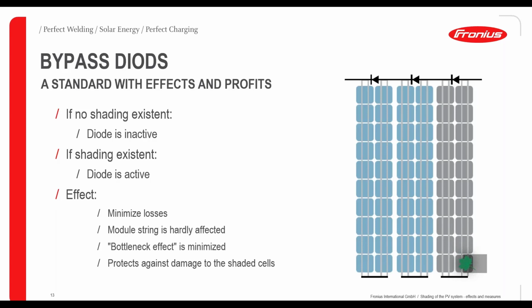If no shading is existent, it's inactive. If there is shading, it's active and bypassing the current. So therefore the effects are that we minimize the losses. The module string isn't as hard affected as without the bypass diode. And the bottleneck effect, which we mentioned before, is minimized. And I also mentioned this before, it also protects against damage, like heat damage or something like that, on the shaded cells. This is also prevented by the bypass diode.